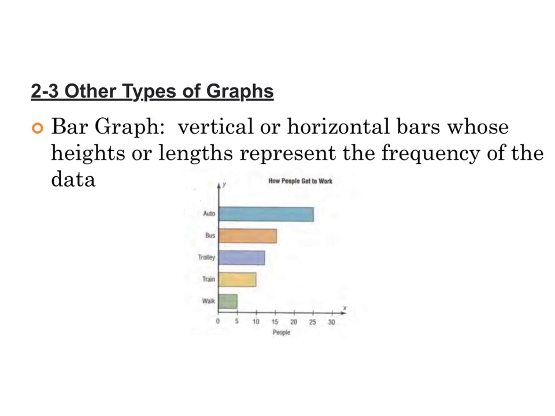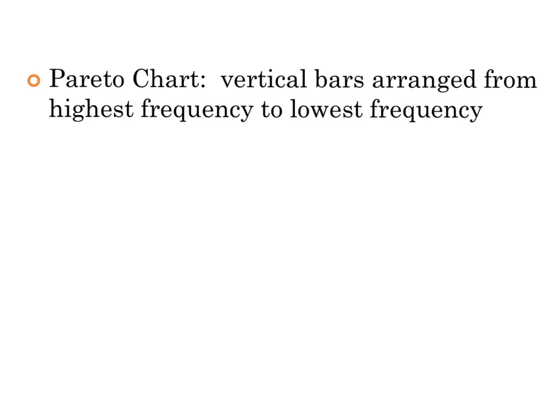Again, it's still based off of frequency, but when you do it horizontally, notice the frequency goes on the x-axis instead of the y. When we do it vertically, the frequency goes over here, but when we do it horizontally, the frequency goes over here. So that's the first type, bar graph. Okay. The second type is called a Pareto chart.